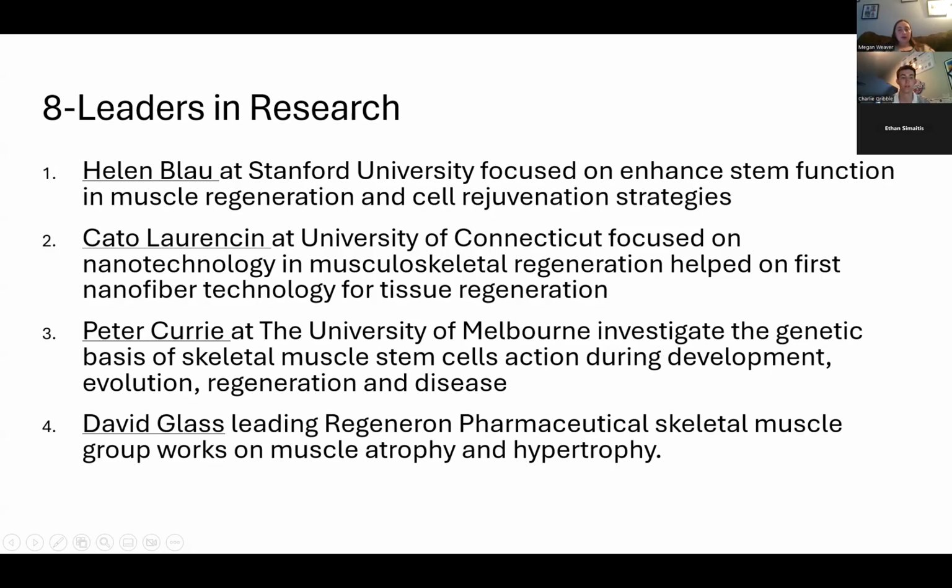Dr. Currie from Australia investigated how muscle stem cells behave genetically during development, repair, and disease. His team used zebrafish models to uncover evolutionarily conserved regenerative mechanisms. Insight from that informed human therapies. Dr. Glass focused on molecular pathways that regulate muscle mass. He's also known for characterizing the myostatin pathway and targeting IGF signaling, laying the foundation for therapeutic approaches to counteract muscle wasting.